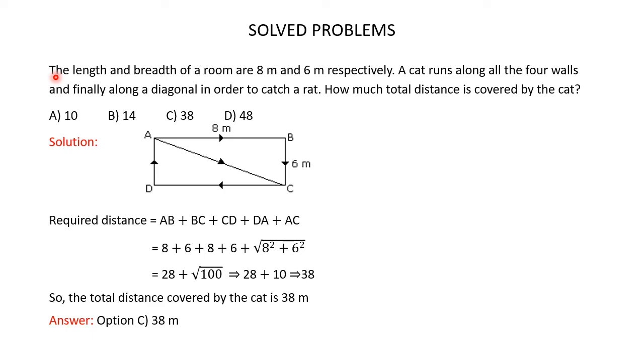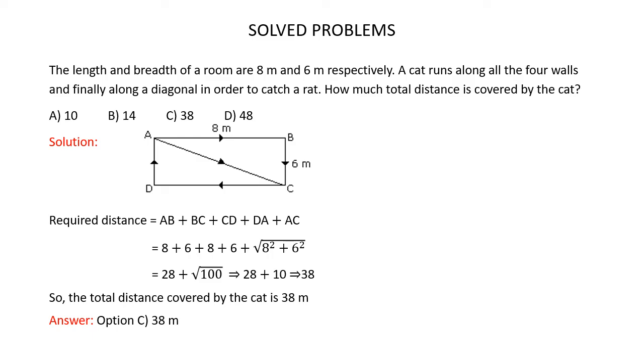The length and breadth of a room are 8 meters and 6 meters respectively. A cat runs along all the four walls and finally along a diagonal in order to catch a rat. How much total distance is covered by the cat? So here you are given four options and you have to find out which of these options is the correct one.